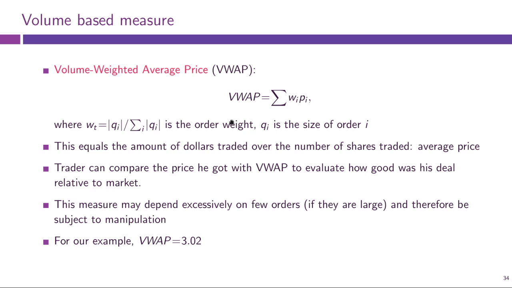So volume weighted average price is open to gaming, is subject to manipulation. And like any other measure, you can compute the volume weighted average price for our example, and you will obtain something close to $3, as you could guess.